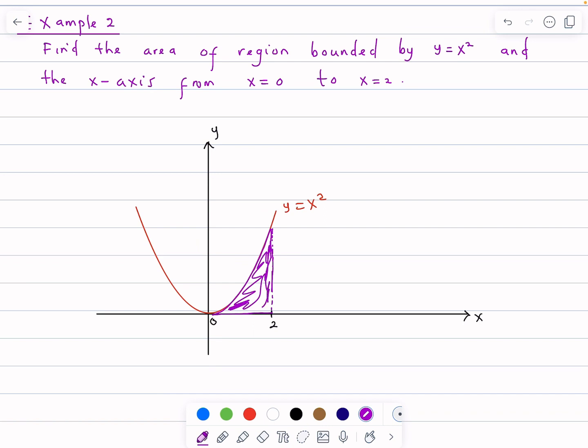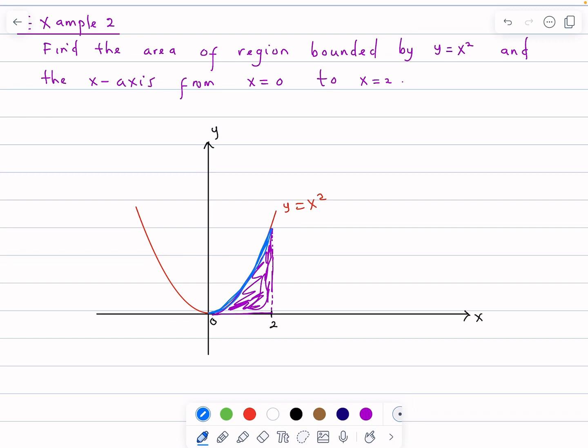If you look at this shape, it looks like a triangle, but it's not a triangle because of this part here. This part is not a straight line, it's a curve, right? So it's not a triangle, and we can't apply the formula for finding the area of a triangle here. The question will now be, how will you find this area?